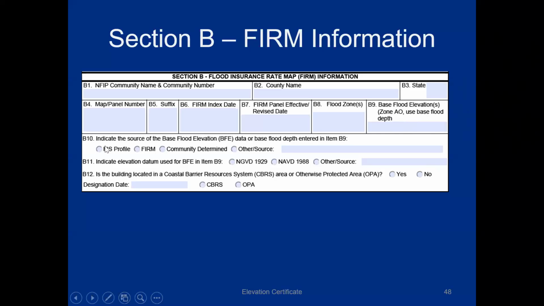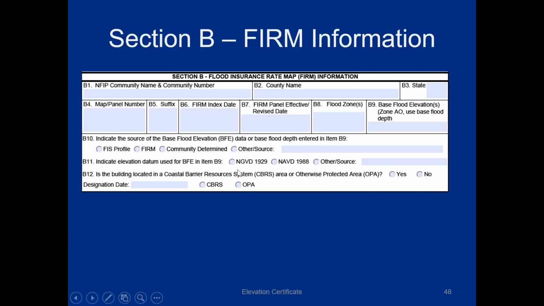B10, source of the BFE. So you got it maybe from the FIS profiles, from the flood insurance rate map. For an unnumbered A zone, you might have community determined base flood elevation. And I said before, any new construction in an unnumbered A zone should have a base flood elevation determined in some fashion. I'd go into more detail on that if this were a compliance presentation. Other source: there are some sources which are not acceptable, and I'll go into that, I think, in the next slide.